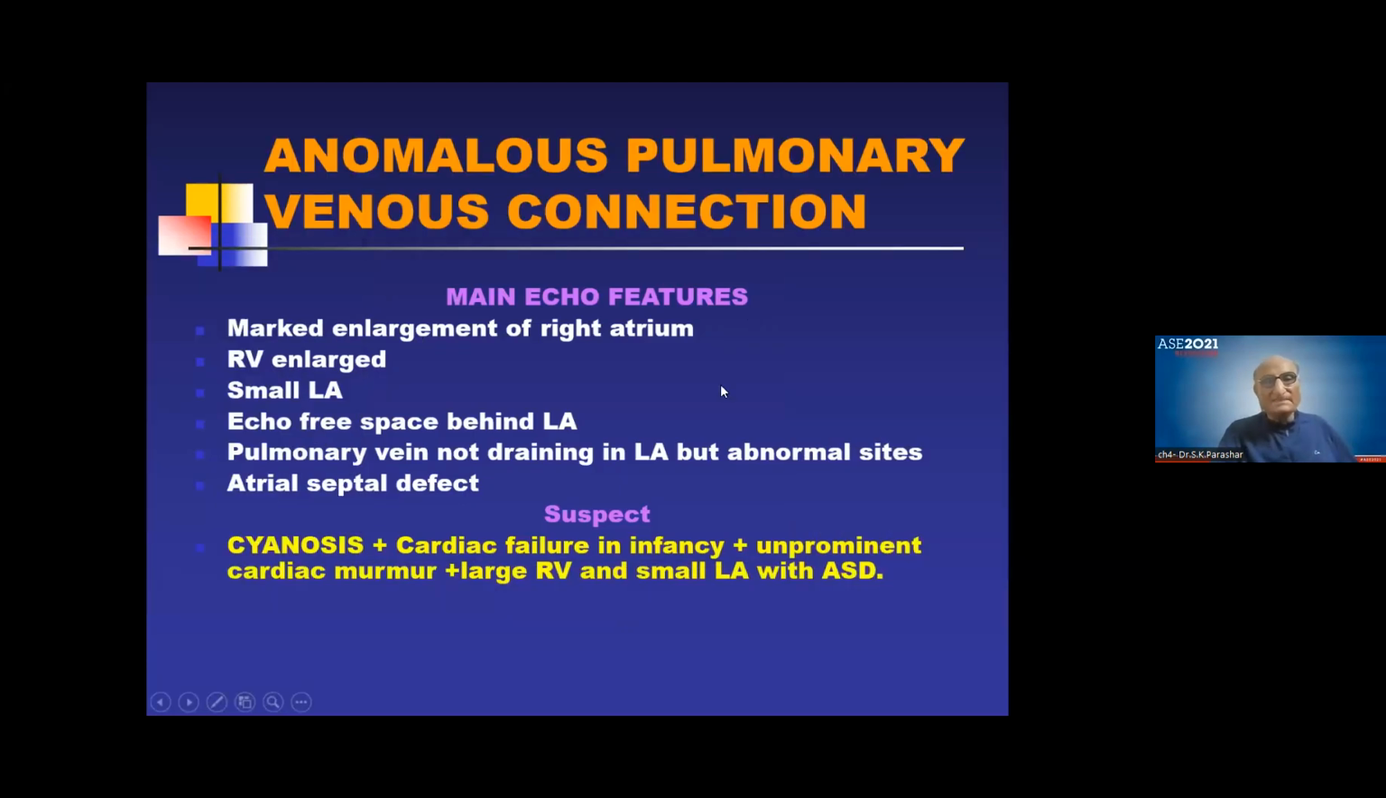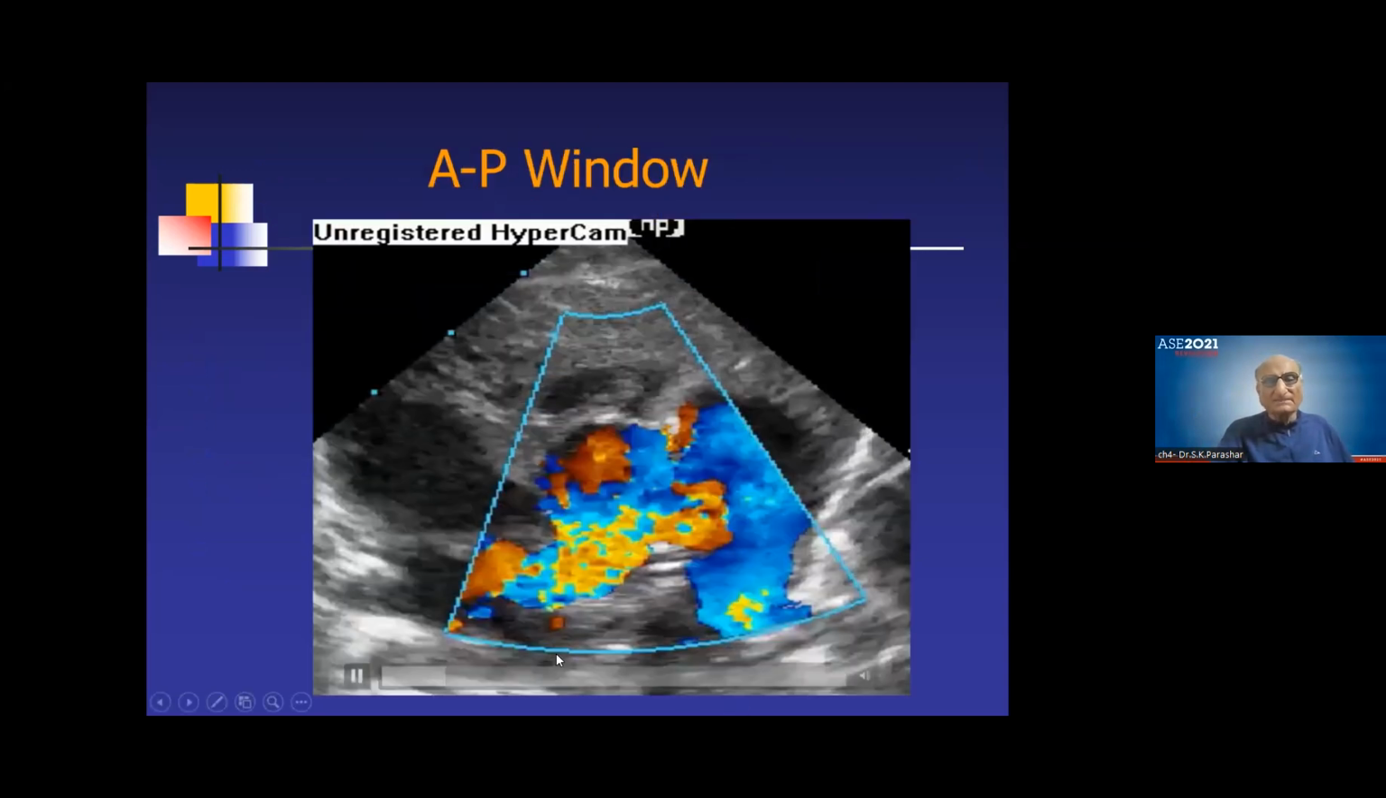So, marked enlargement of the right atrium and right ventricle, small LA, echo-free space behind the LA, and pulmonary veins not draining into the LA but into abnormal sites, and an atrial septal defect. So all the six things you have seen in that presentation, and it is suspected with cyanosis and cardiac failure in infancy, an unprominent cardiac murmur, large RV and a small LA with an ASD. So that is the thing, small LA with a small VSD. This is a large one, nothing special.